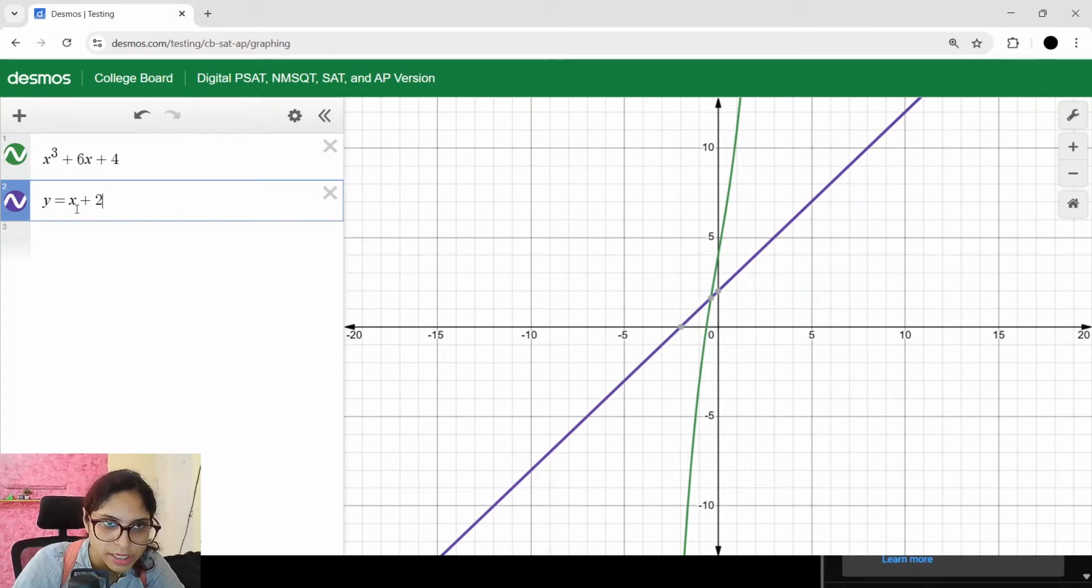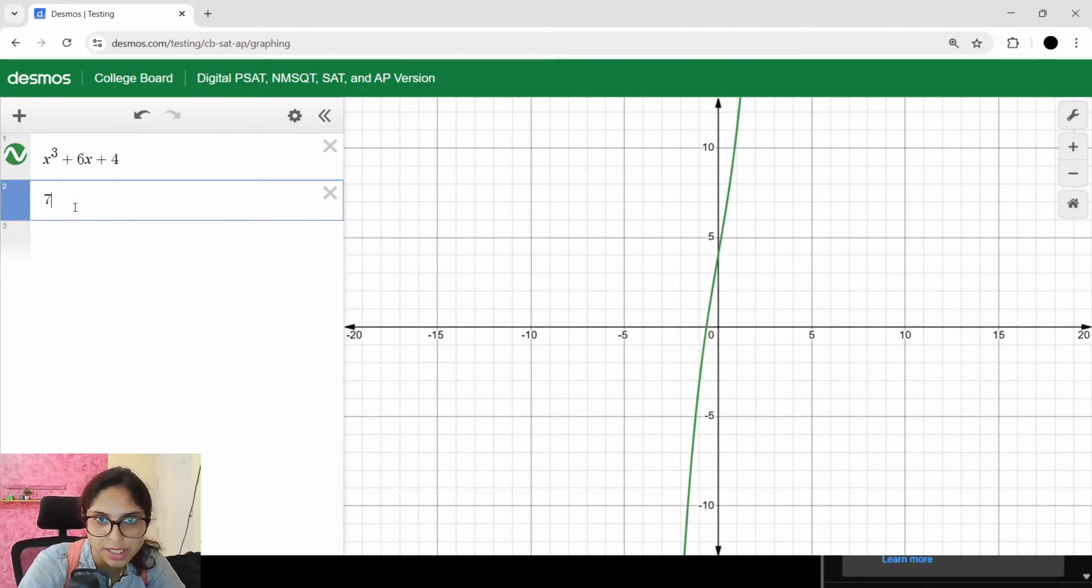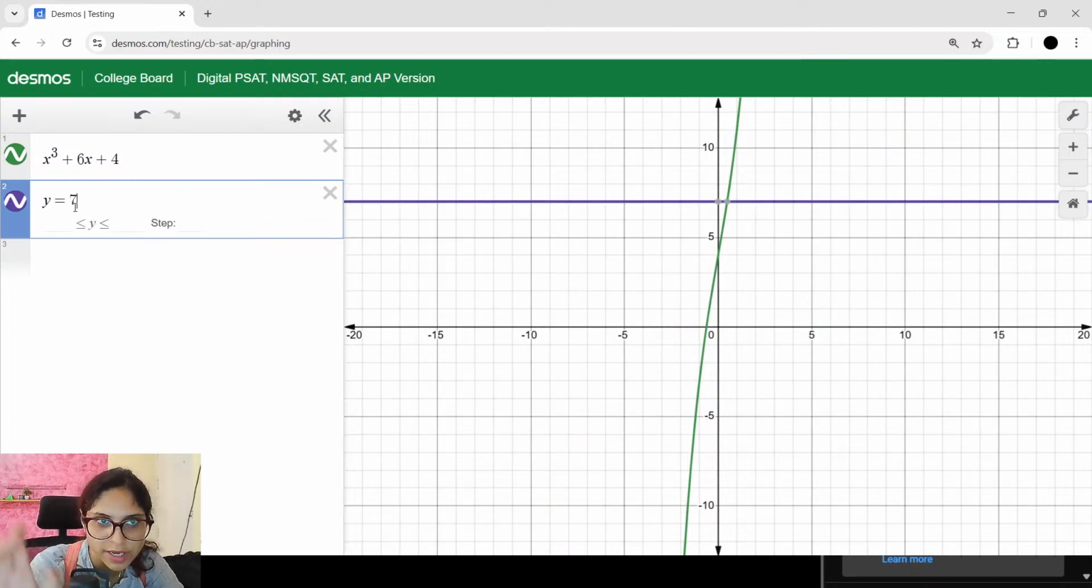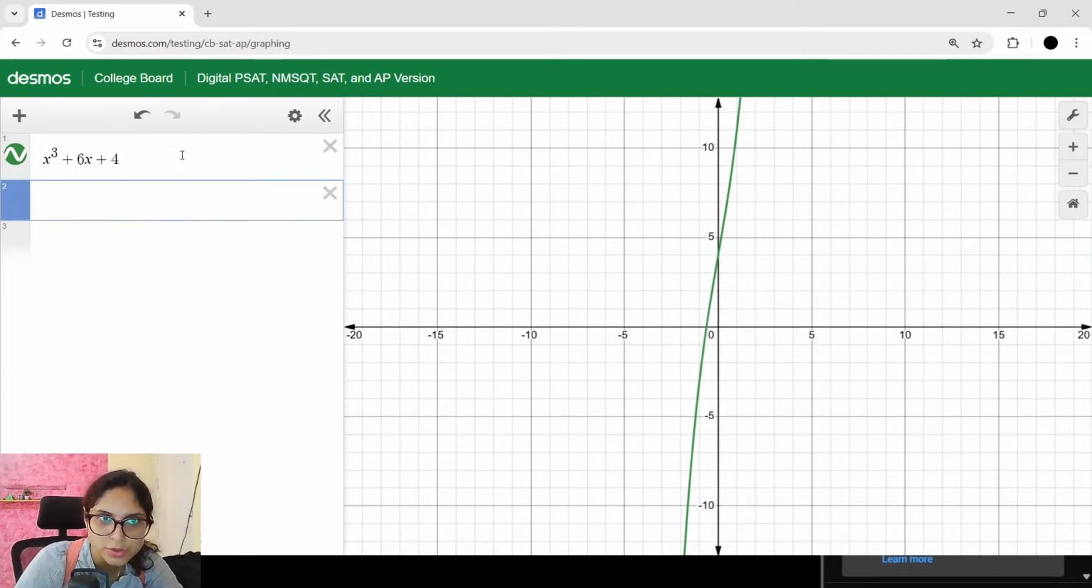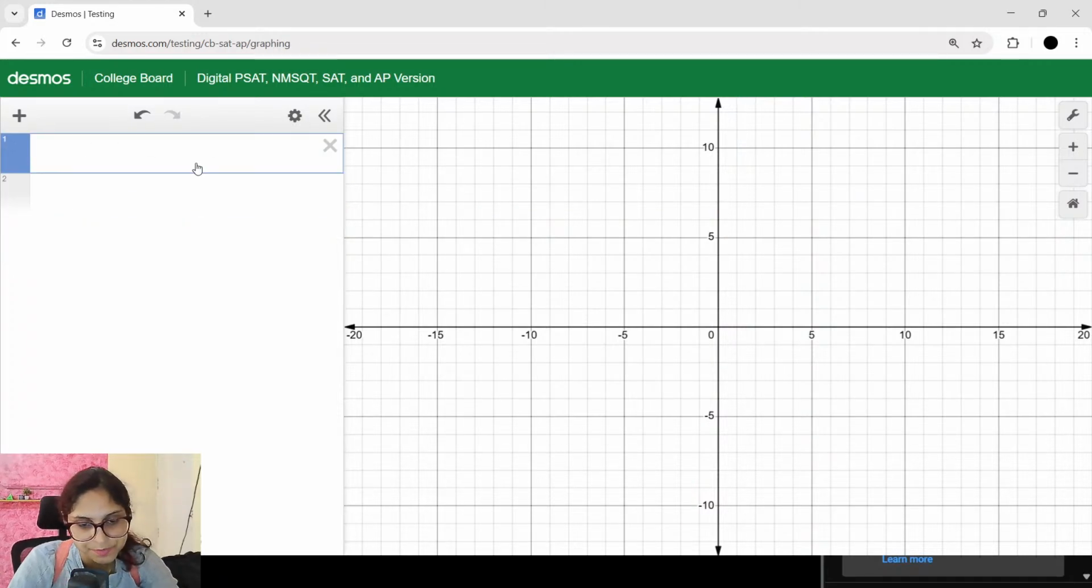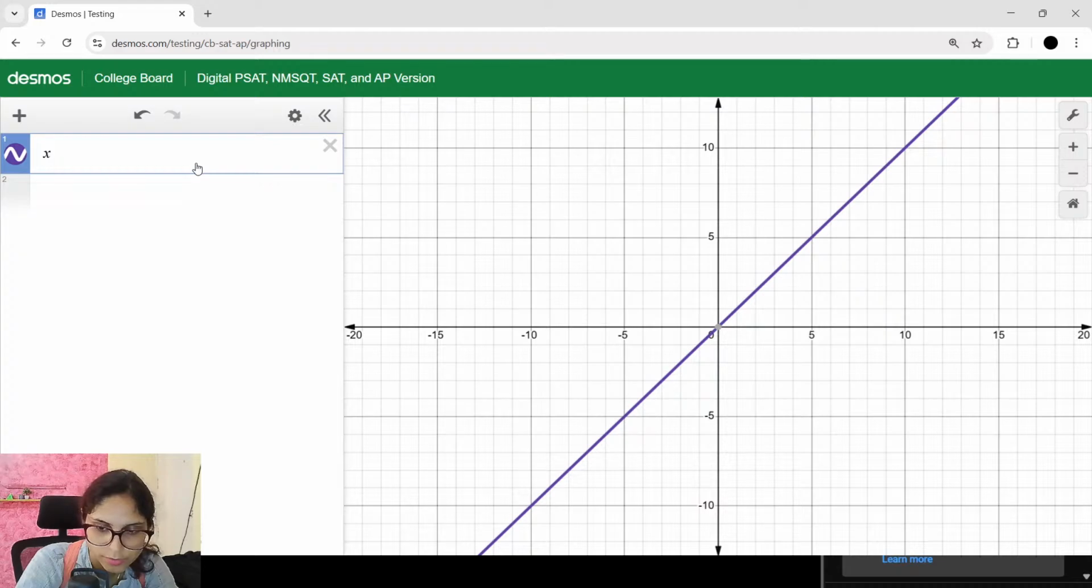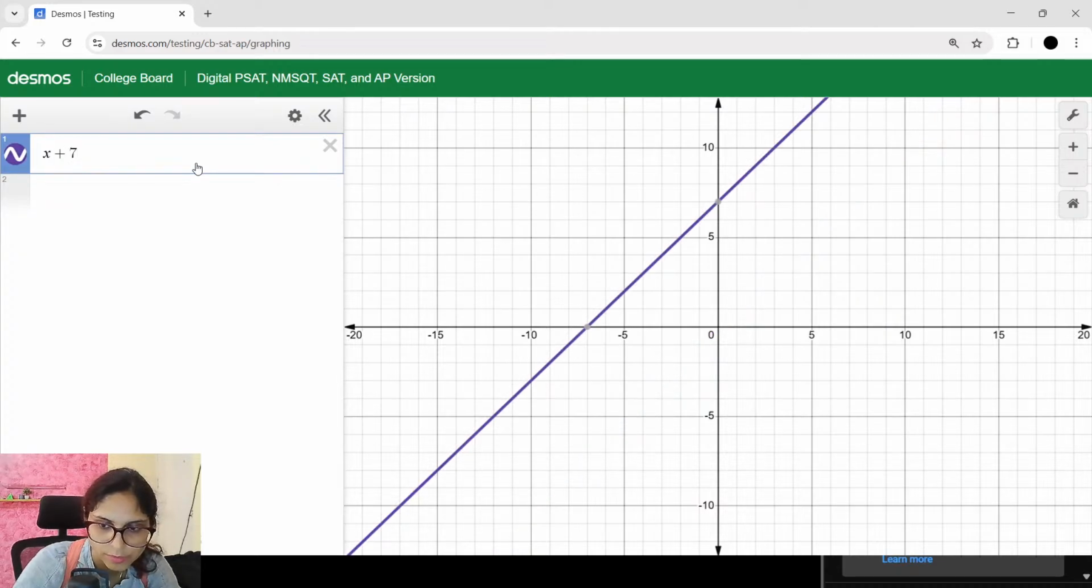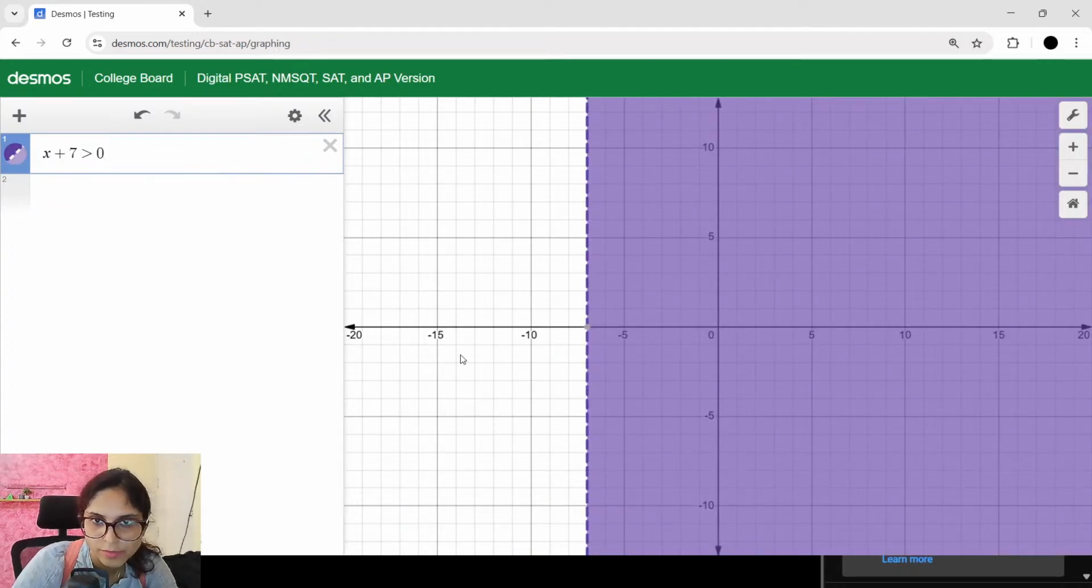All right. And with a number, always write y is equal to. For example, if you just write 7, it doesn't make any sense. So always write y is equal to. So this is how we can solve equations. And for inequalities, see, you can see it's going everything away from -7.